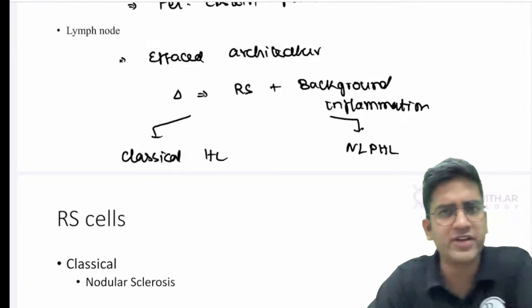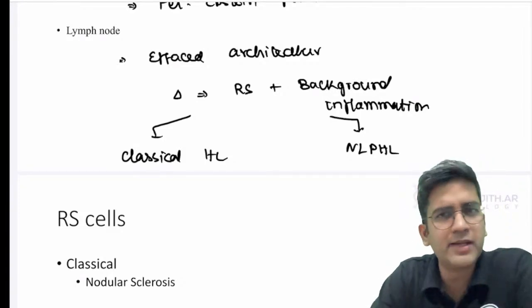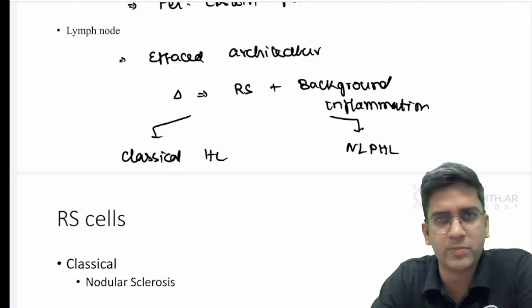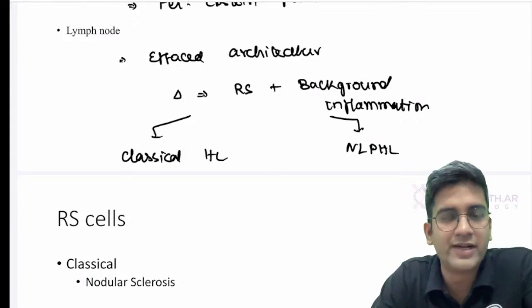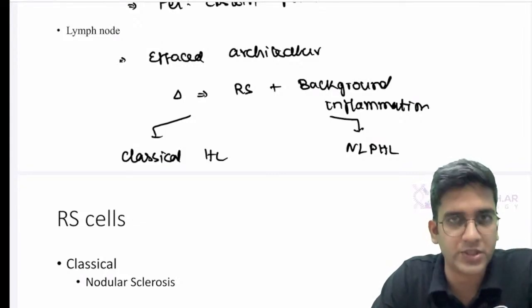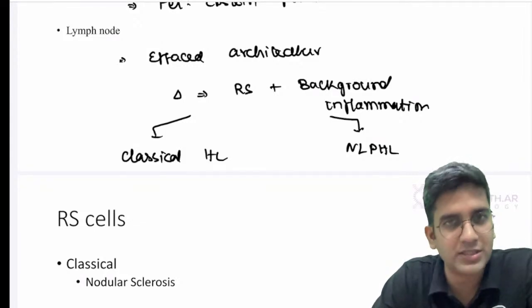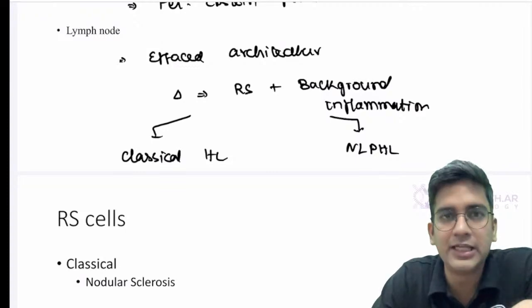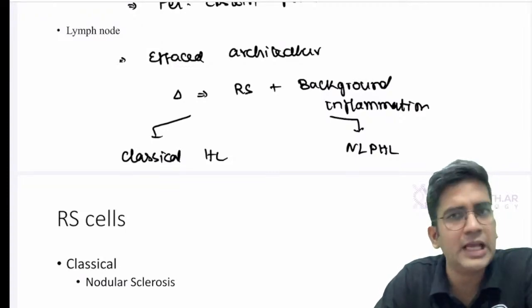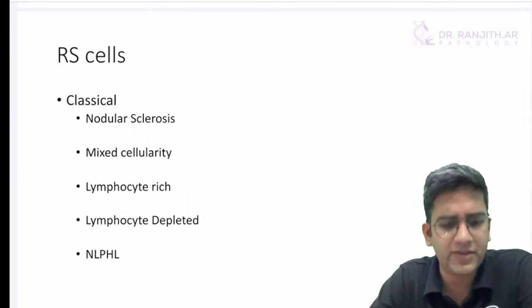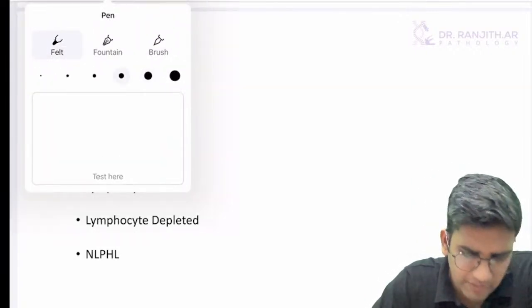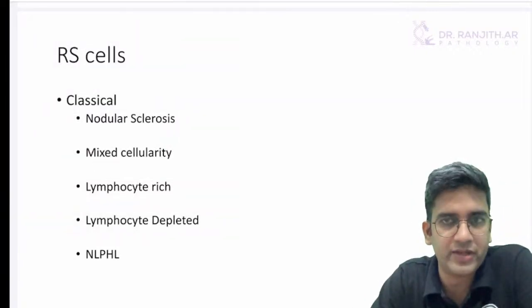Okay. The classification is ideally based on the origin, but microscopy also will be very different between classical and NLPHL. If you're having a question on Hodgkin's, there's no way you should finish the question without writing all the 5 subtypes. Classical Hodgkin's will have nodular sclerosis, mixed cellularity, lymphocyte rich, lymphocyte depleted, and I have NLPHL, right? You need not write everything. If you have time, do write everything, but at least a few salient features, right?